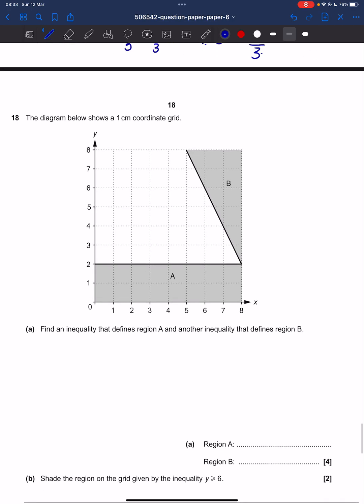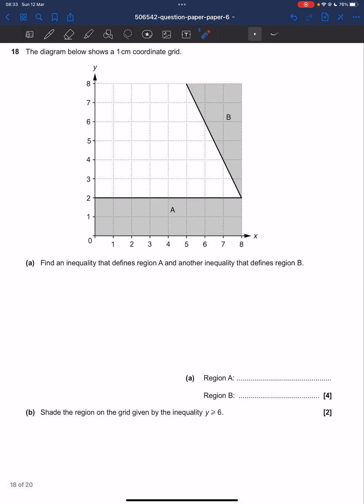18. The diagram below shows a 1 centimetre coordinate grid. I agree with that. By that it means all these gaps are 1 centimetre, and they are. Find an inequality that defines region A and another one that defines region B. Right, so we need to work out these lines. This line here is the line y equals 2. Everywhere on here, like these coordinates, 1 across, 2 up, 2 across, 2 up, 6 across, 2 up. The way we describe that line is that it's y equals 2.